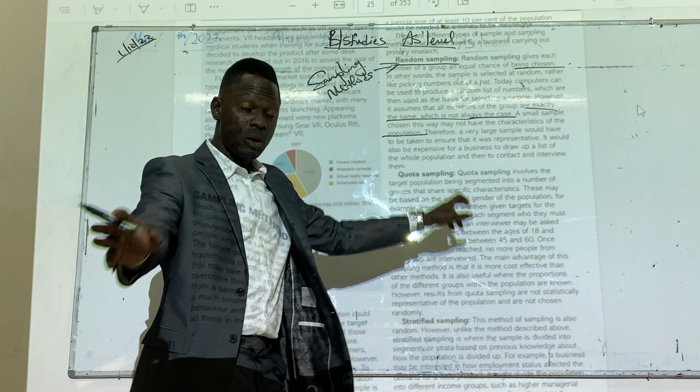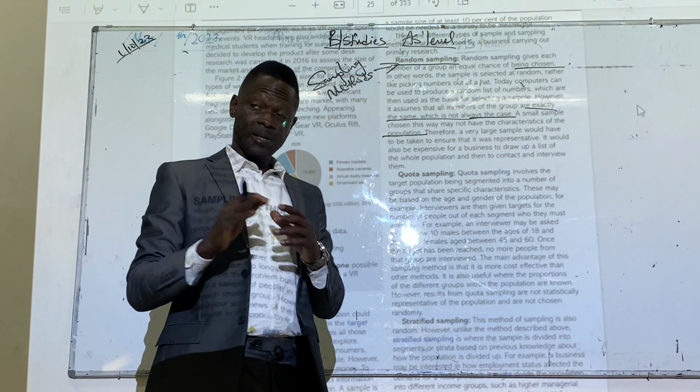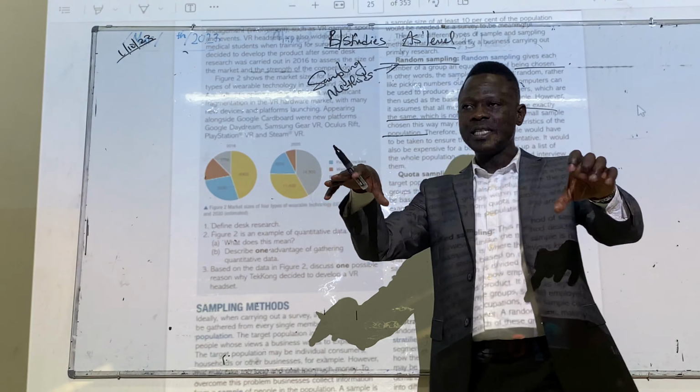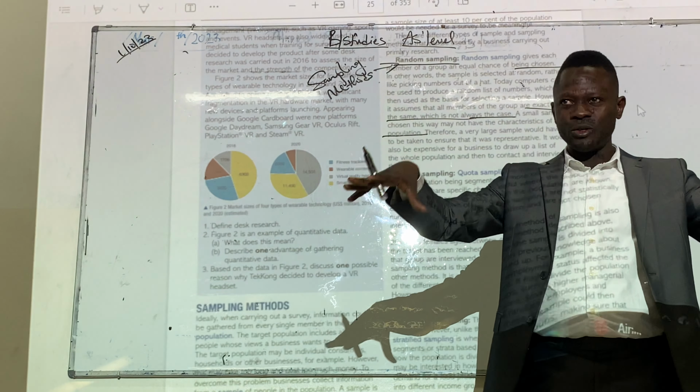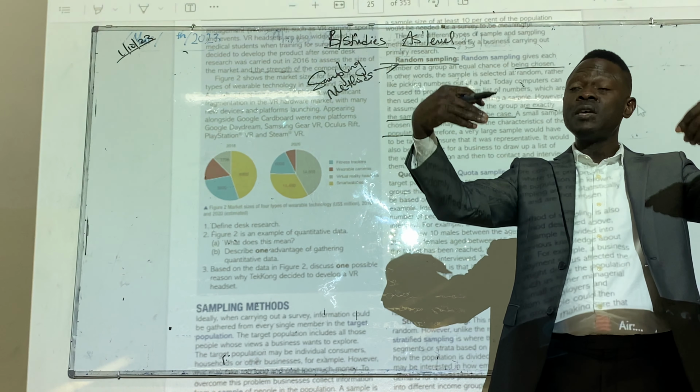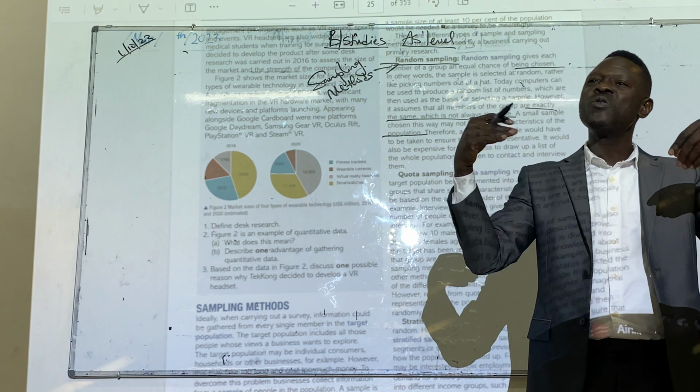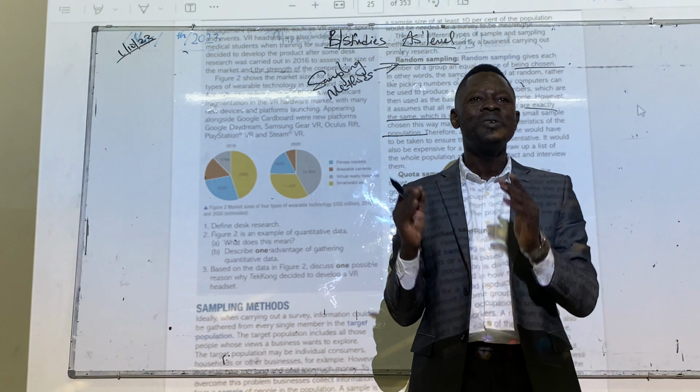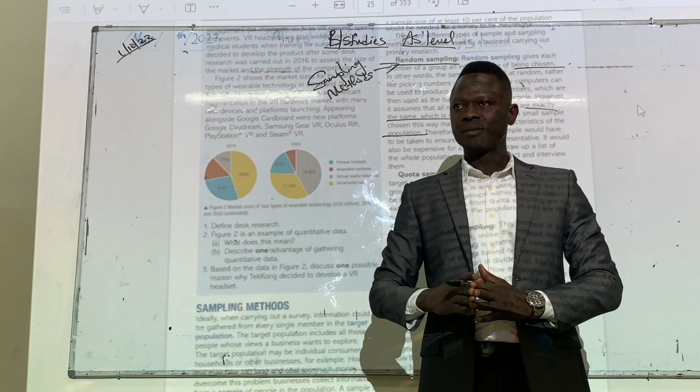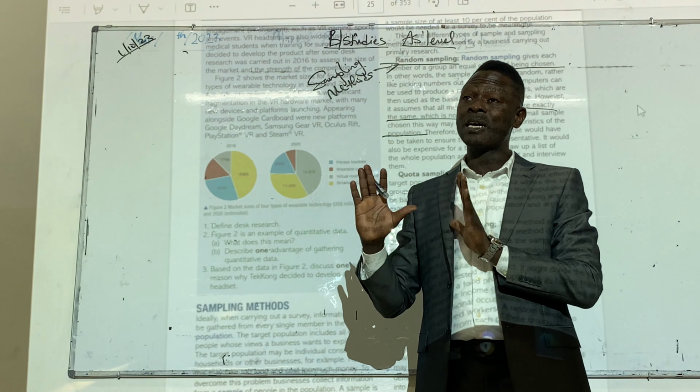Can you repeat it? Sure, I will. For random sampling, it simply means selecting randomly. You select to give equal chance to everyone within the targeted population to be a respondent. That is what random sampling is.